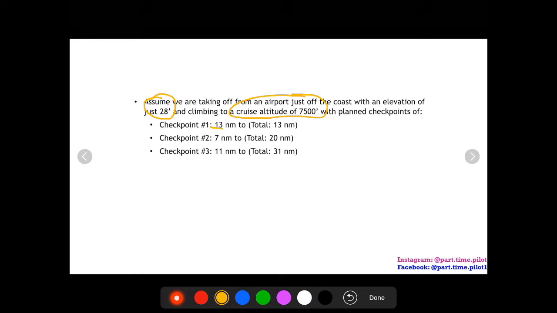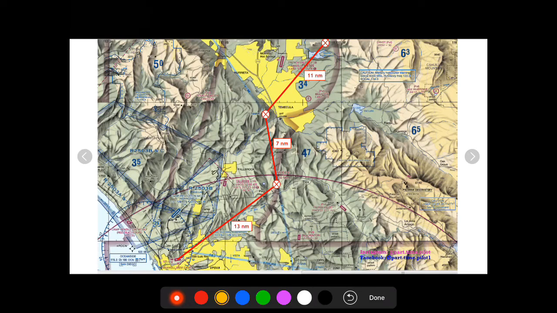Our first one is 13 nautical miles away from our takeoff. The second one is 7 nautical miles from checkpoint 1, or a total of 20 nautical miles from our takeoff. And our third is 11 nautical miles away, a total of 31 nautical miles. So it looks something like this.